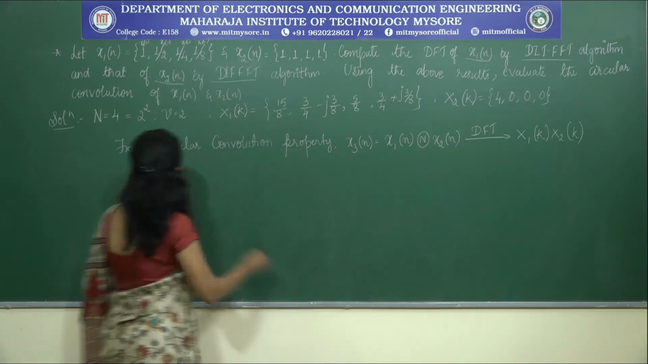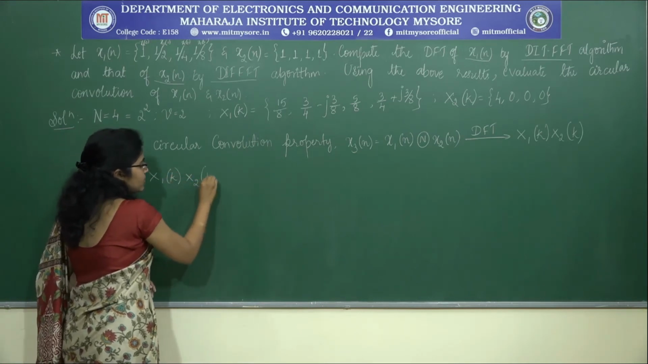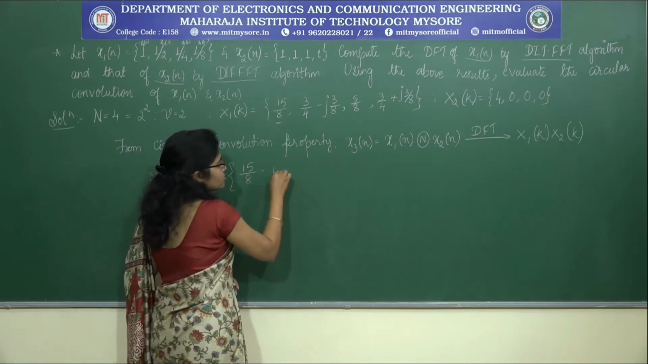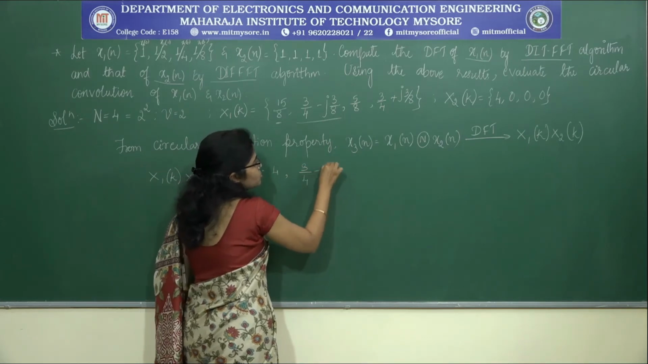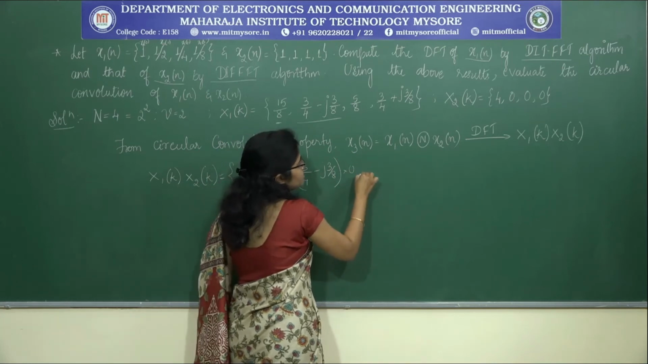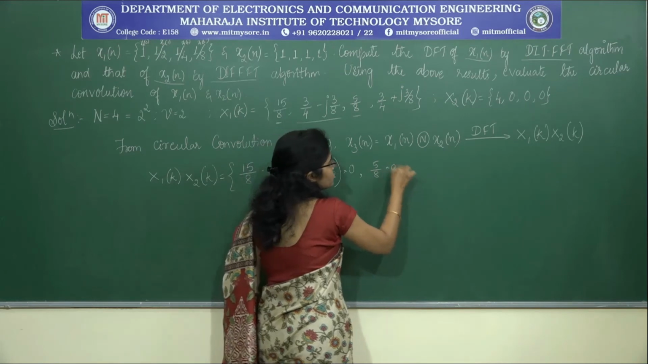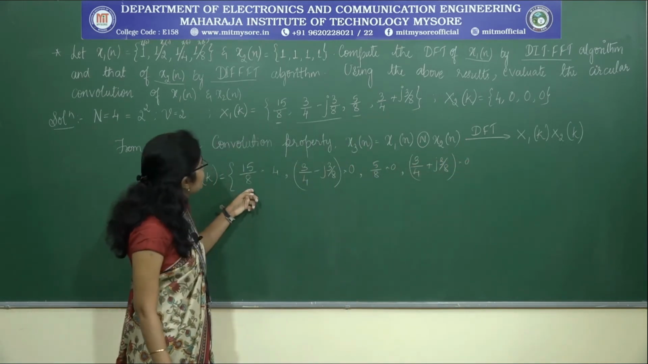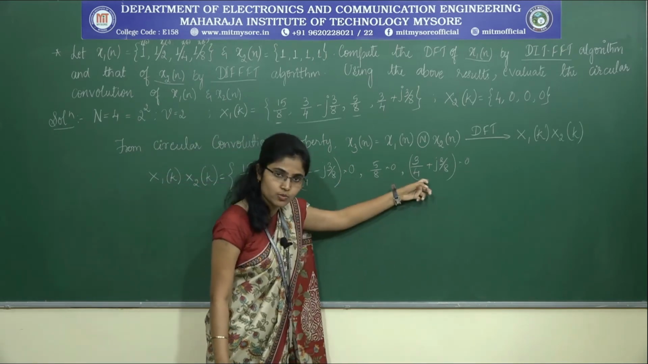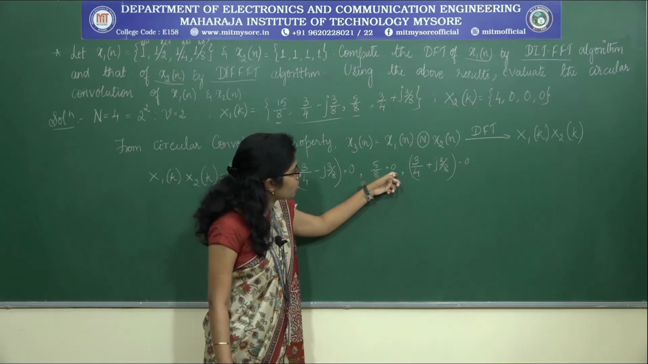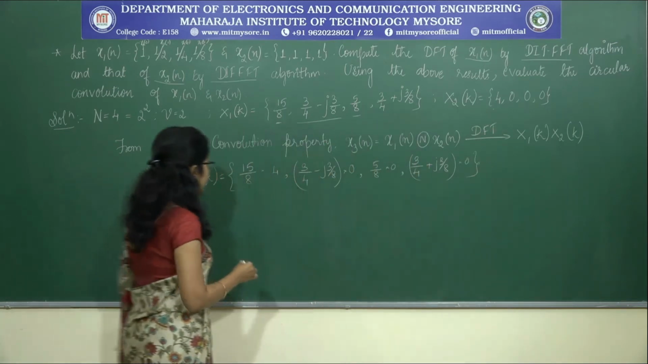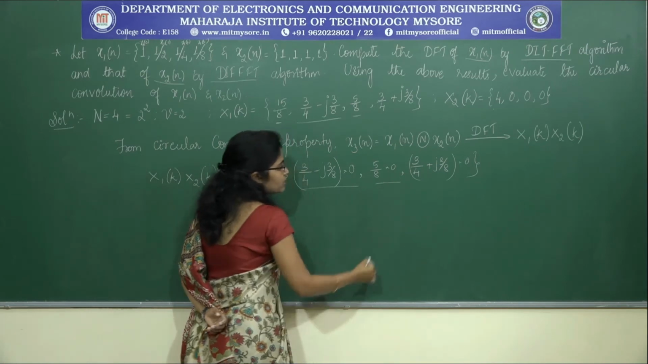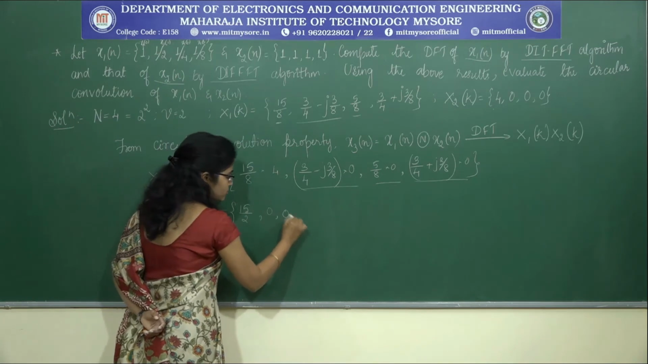Now if I combine x1 of k and x2 of k, so x1 of k into x2 of k. The first sample of x1 of k is 15 by 8 into the first sample of x2 of k, which is 4. The next one is 3 by 4 minus j into 3 by 8 into the second sample, which is 0. Then the next is 5 by 8 into 0 and again it is 3 by 4 plus j 3 by 8 into 0. So this is x1 of 0, x1 of 1, x1 of 2 and x1 of 3. This is x2 of 0, x2 of 1, x2 of 2, x2 of 3, which we computed few minutes before. Now if I find out the resultant, multiplying these two gives us 5 by 2. This is multiplied with 0, this is also multiplied with 0, so all the three terms tend to 0.